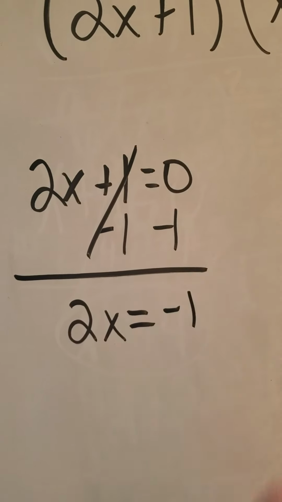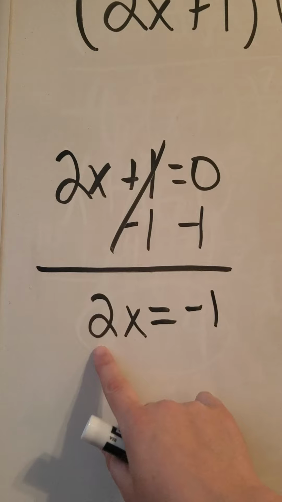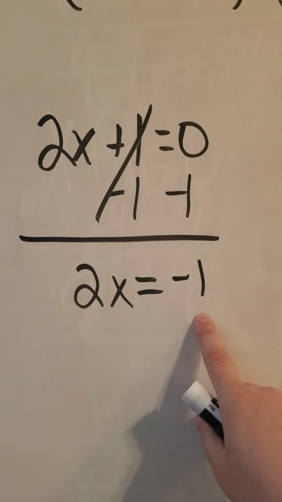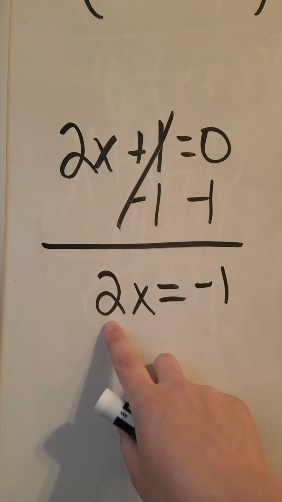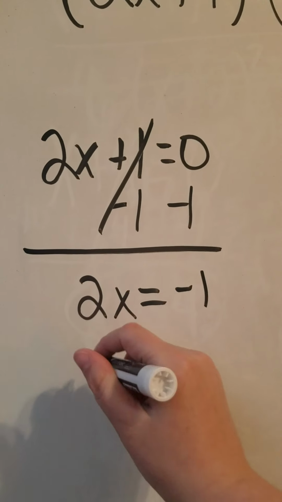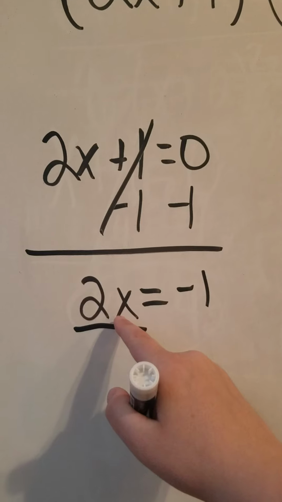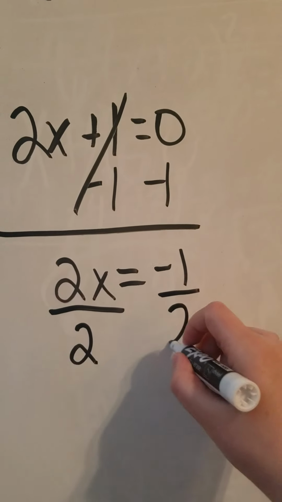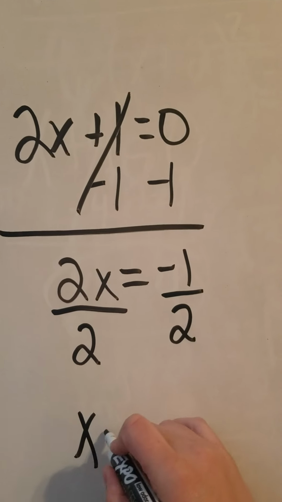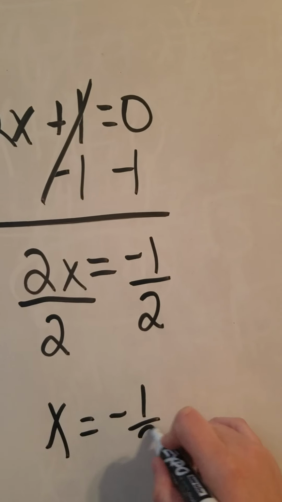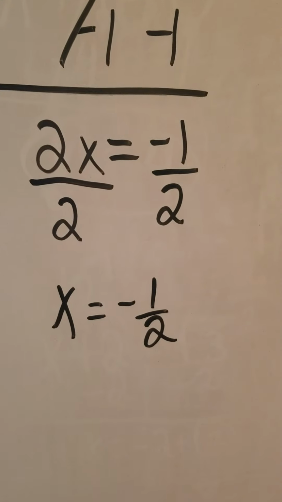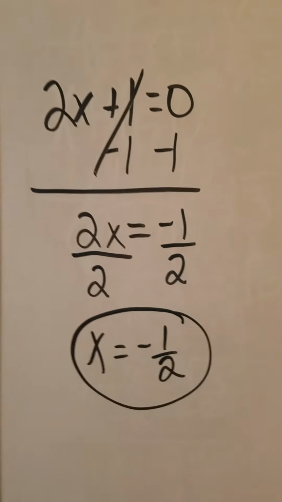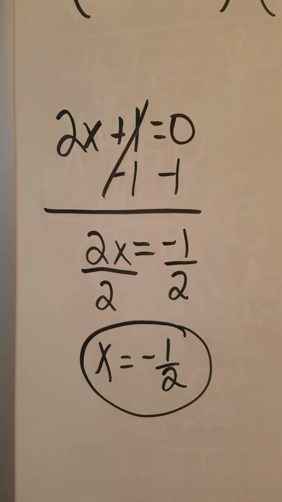Now, this time, I don't have a 1x here, so that means I need to get rid of this 2. In other words, move it to the other side. Only way I can move this 2 to the other side is by dividing, because this is 2 times x. The opposite is division. So divide by 2. I get x = -1/2. And that's my answer. But I'm not done because I did have another factor.